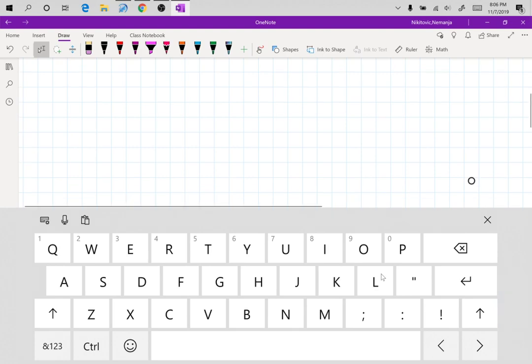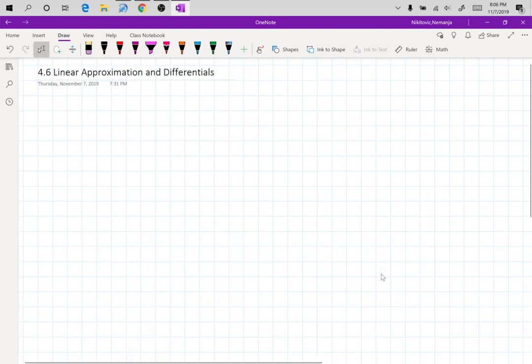Hello and welcome back to Calculus 1 section 4.6 on linear approximation and differentials. The first part of linear approximation is utilizing the tangent line to compute function values that we don't want to compute or can't compute without a calculator.